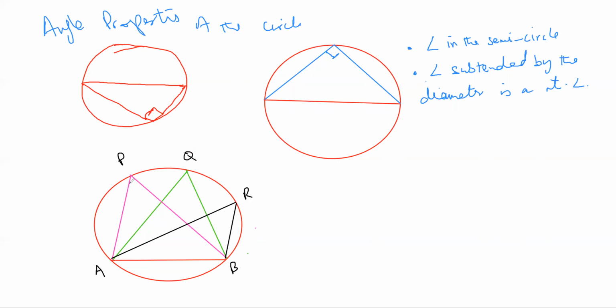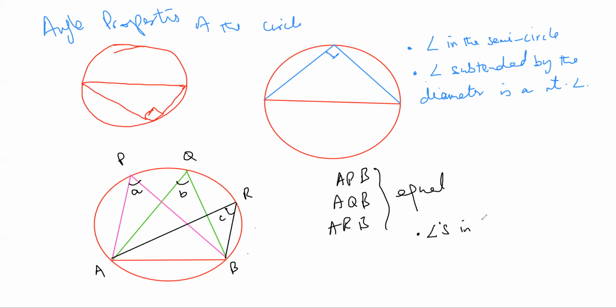So you see that all these three angles, let me call these angles A, angle B, and angle C, they're all in the same segment. They're above this line AB in the major segment, okay? So we can say that angle APB, angle AQB, angle ARB, they are all equal. And we say that these are the angles in the same segment.